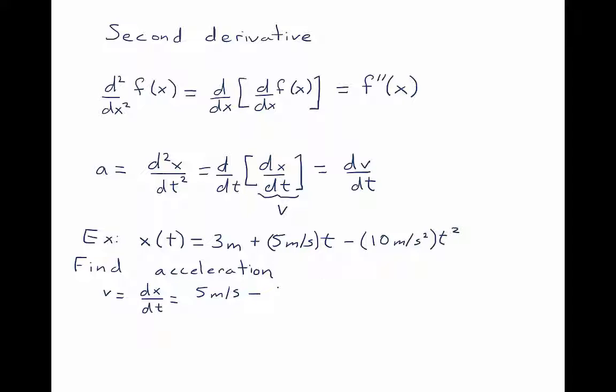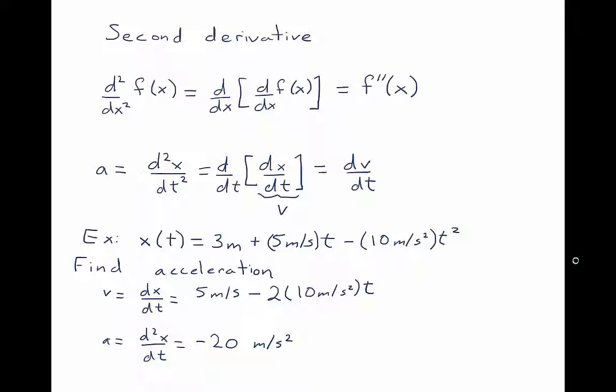Minus, then we have to bring down the 2. Okay, that's our velocity. Now we're going to find our acceleration. So that's the second derivative with respect to time. And that just leaves us with minus 20 meters per second squared. Now I'm being really formal writing out these units. I won't do this all the time, and I don't expect you to do it all the time either.